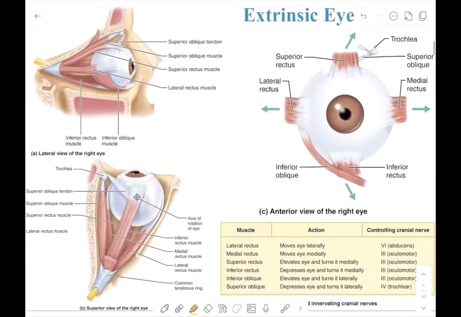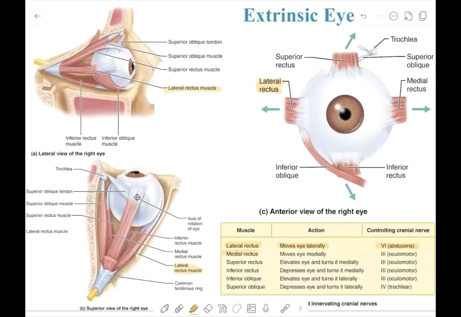Our next slide is showing the extrinsic eye muscles, and these are accessory structures. The 6 different muscles are listed for you in this table. First of all, we have 4 rectus muscles. We have the lateral rectus, which would be on the lateral side of your eye, on the outside. So it moves the eye laterally, and it's controlled by cranial nerve 6, which is the abducens. And notice it's the only one controlled by the abducens.